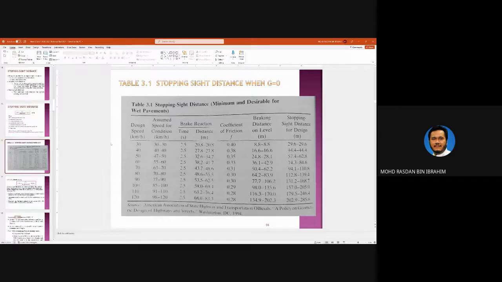So this is the table. Table 3.1 is the stopping sight distance, minimum and desirable, for wet pavements. Whether the pavement is dry or wet will also play a role, but this table makes it simpler for us. So the design speed, then the assumed speed for the condition, and here is the stopping sight distance. For example, design speed 80, the assumed speed between 70 to 80, and this is the minimum stopping sight distance, and this is the desirable stopping sight distance.